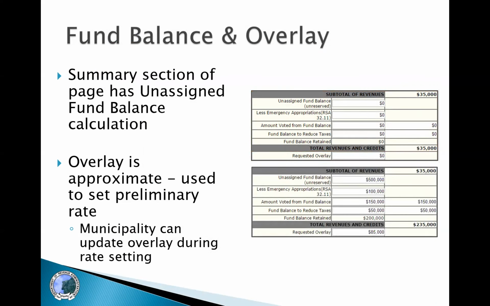So here's just a quick example of what it would look like if you went through and filled it out and recalculated the totals. At any point during the tax rate setting process up until when you receive your final tax rate, you can change the requested overlay amount. So again, when you're submitting the 434, this is just the initial value. So you're going to go through a couple steps before the final tax rate where you can change that value if needed.